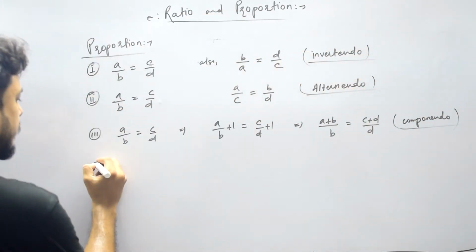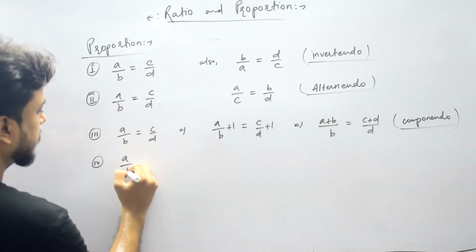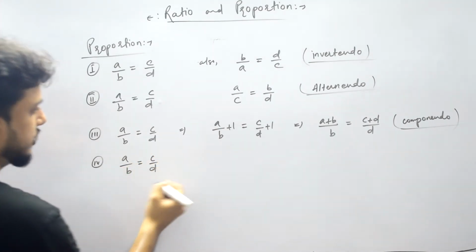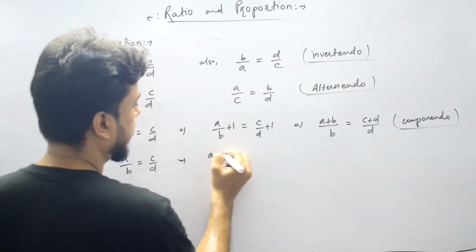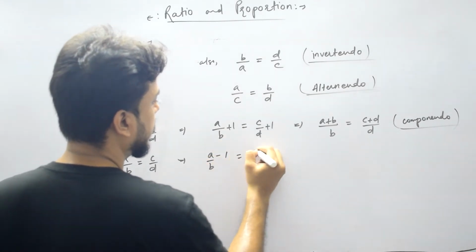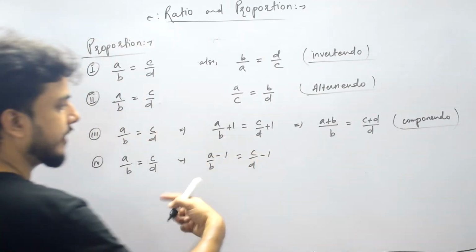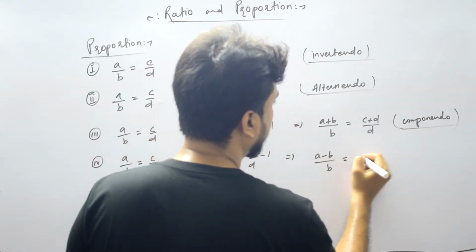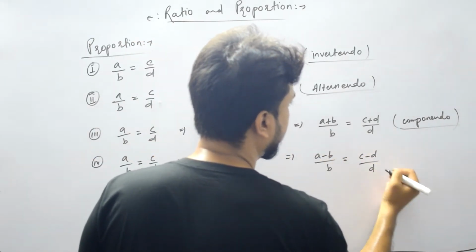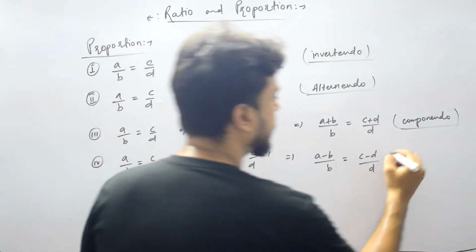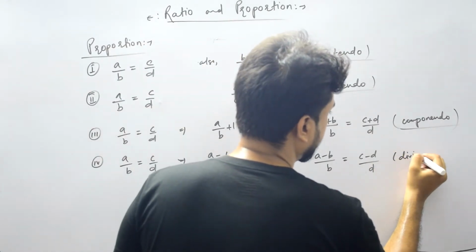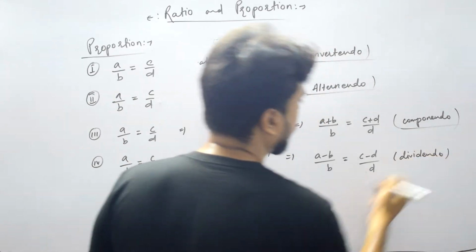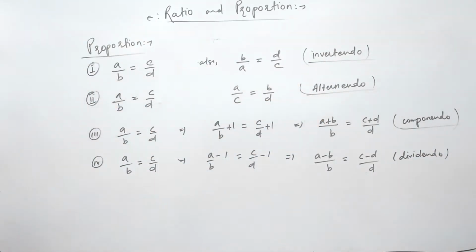Now the fourth one, I will get if I subtract 1 from both the ratios. If I subtract 1, then a by b minus 1 and c by d minus 1. If I subtract 1 on both sides, I will get a minus b by b is equal to c minus d by d. Now this is known as dividendo.